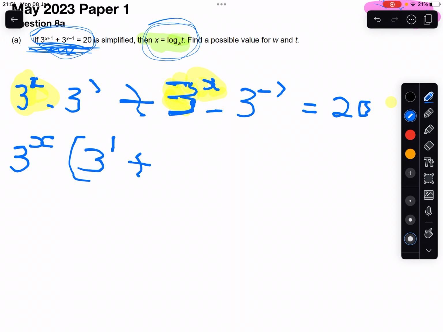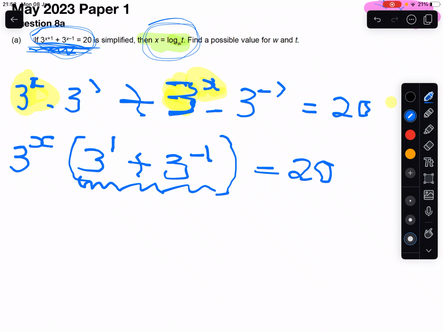And what we're left with in the brackets, it's important to notice that this is just a number. It's a weird looking number, but it's a number. 3 plus 3 to the power minus 1, or just 3 plus a third. So we can work out what that number is.